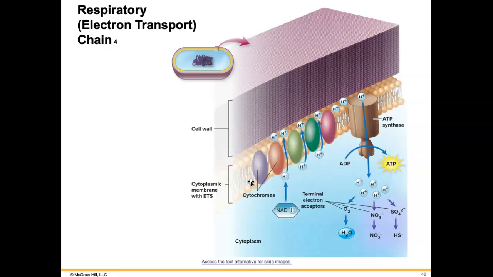this system, causing this wheel to turn, and this wheel is ATP synthase. Like synthesize. ATP synthase makes ATP. At the end of the electron transport chain, you're going to find ATP synthase.